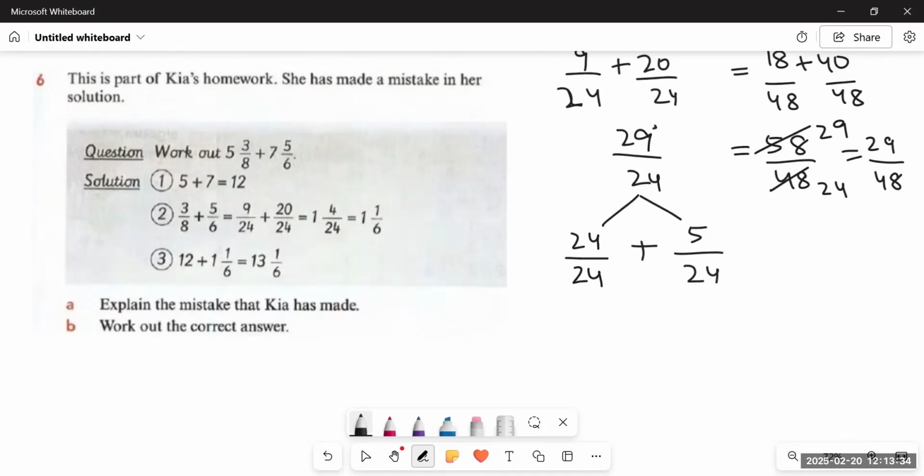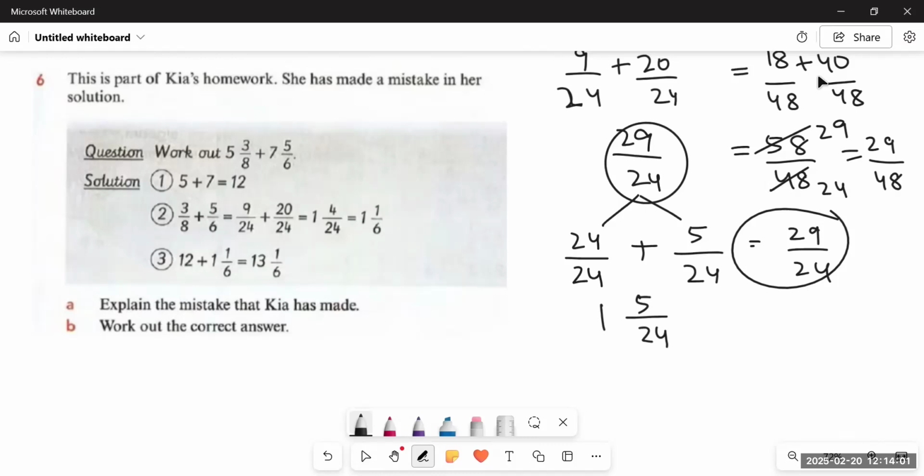Whenever you get the answer as an improper fraction, you will have to split it into two parts. The first part would be the whole number, that is 24 upon 24, and the next part would be the remainder, that is 29 minus 24 is equal to 5. 5 upon 24. When you add these two fractions, you will get the same answer, 29 upon 24. You can check it also. So this will become one whole, and 5 upon 24.